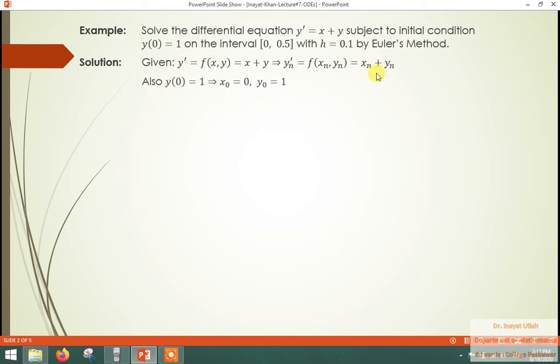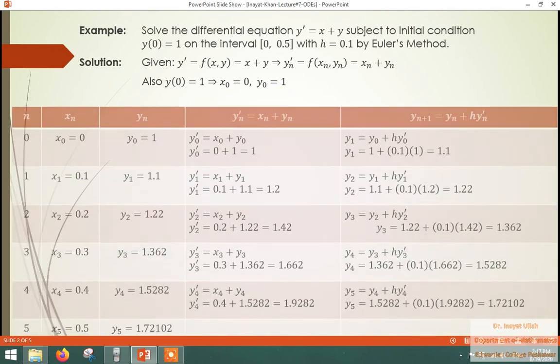Secondly, the initial condition is given to you: y of 0 is equal to 1. So y of 0 is equal to 1 means that x naught is equal to 0 and y naught is equal to 1. That is the initial condition.